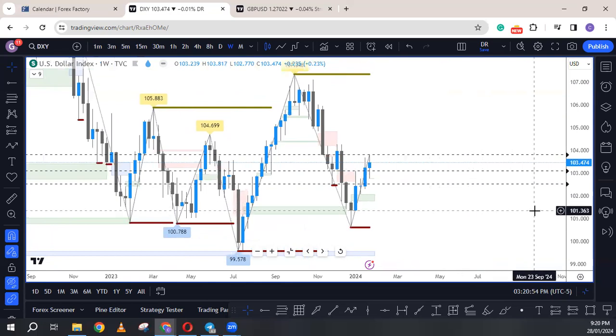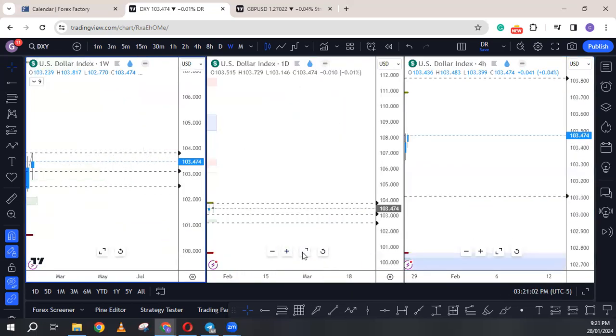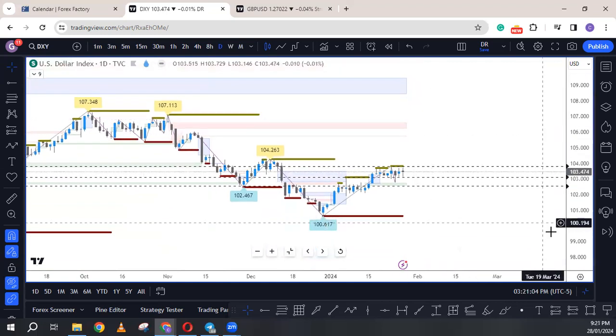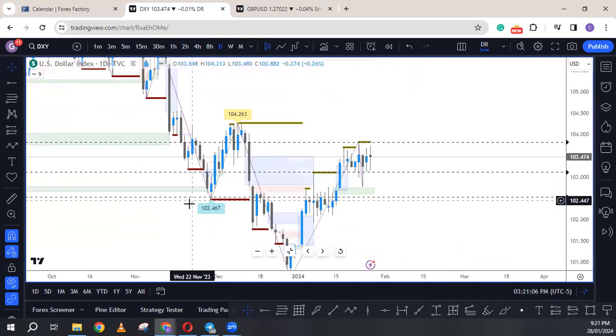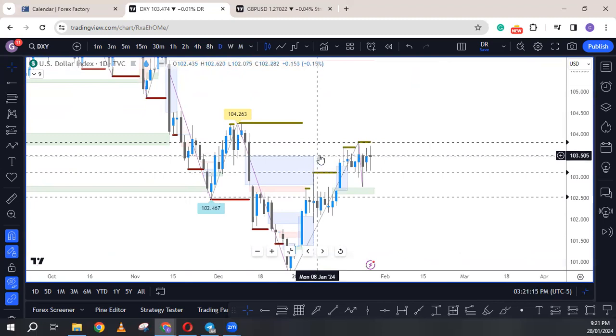Now, where price is on the weekly is this bearish order block on the weekly. That's where price is now. If we go into the daily time frame, we can see that that weekly order block, that's where price is within. And we have this daily fair value gap here that price has not closed above convincingly.